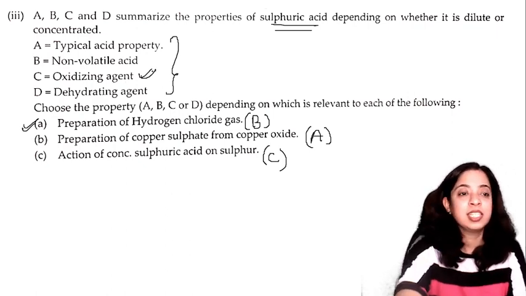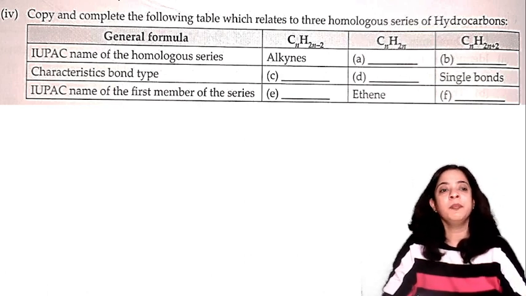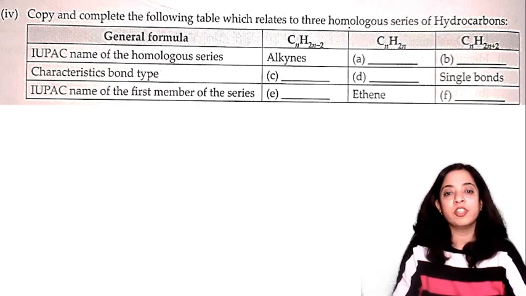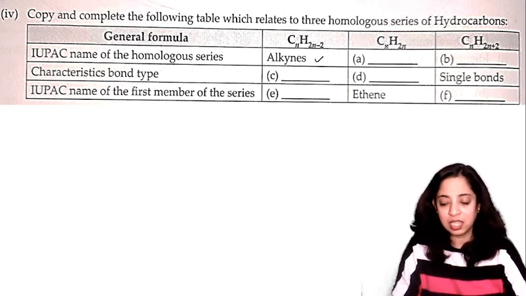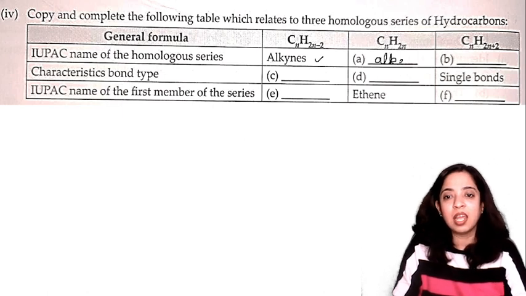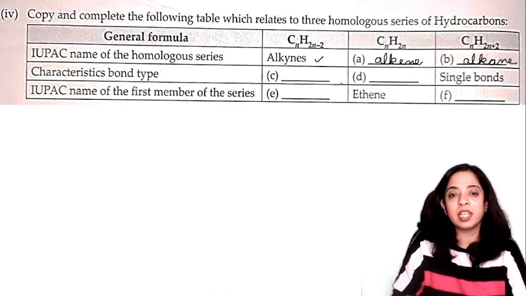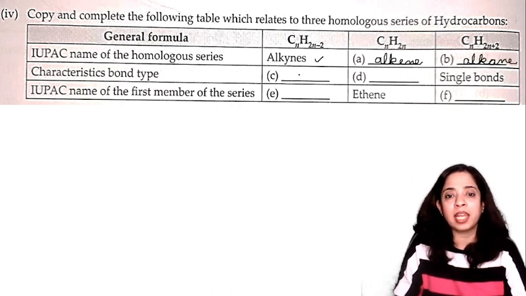Okay, now let's see the last question for today. Copy and complete the following table which relates to the three homologous series of hydrocarbons. Look, alkynes is CnH2n minus 2. Now CnH2n is alkene and CnH2n plus 2 is alkane, right? Very nice. Characteristic bond type. What is there in alkyne? Triple bond, right? Alkene has a double bond and here single bonds.